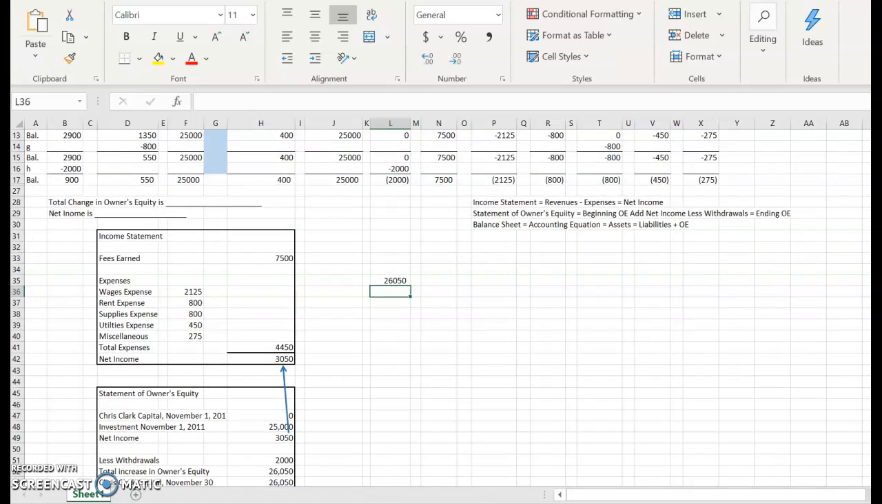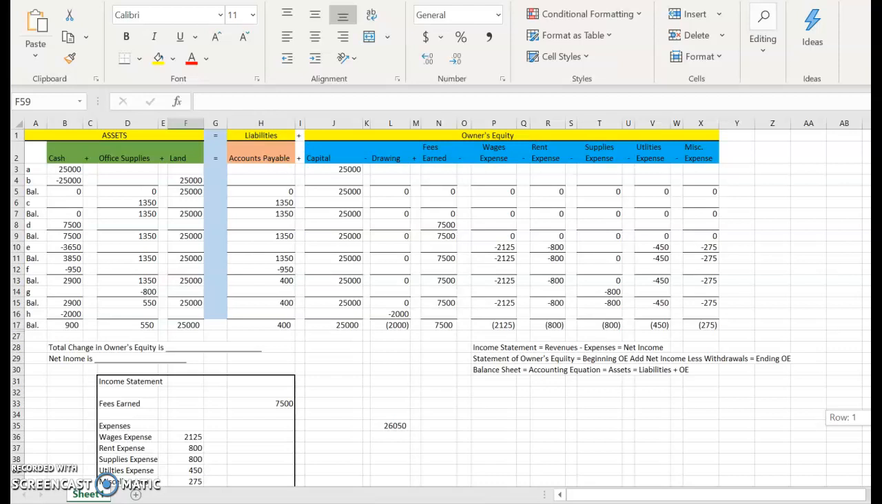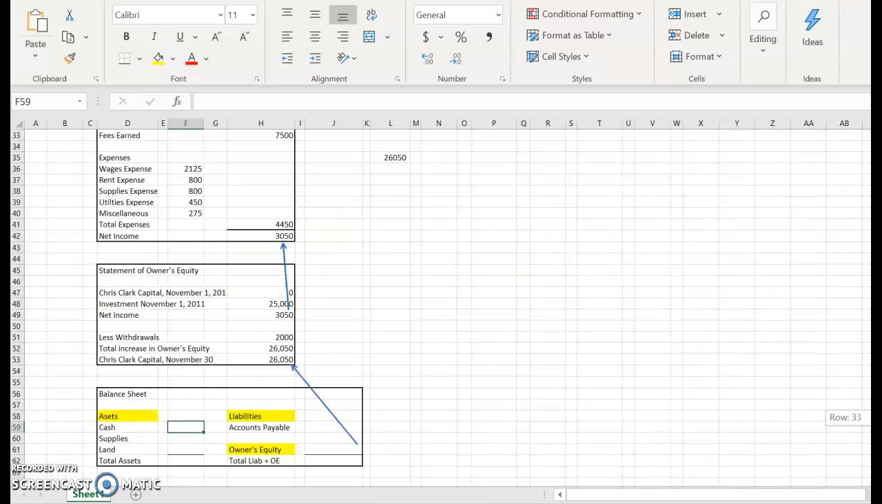Now, the last financial statement that we're going to prepare is the balance sheet, and I've actually put all the accounts up here already. So you have assets equal liability, it's just your accounting equation, plus owner's equity. So the balance sheet should balance. So we have all of our assets listed, and cash is $900, office supplies are $550, so we'll put those in, $900, $550, and then I believe land is $25,000. If it doesn't balance, then we'll know.